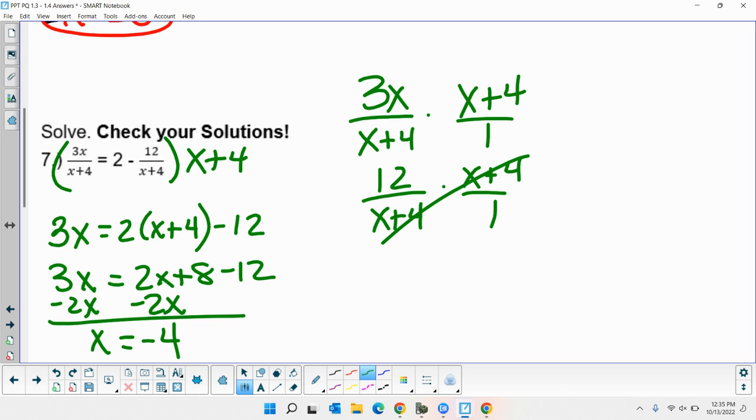What do I got to do on this type of problem? You got to plug it in and check. I only have to plug it in where? Denominator. Is negative 4 a good answer? No. Because negative 4 plus 4 is 0. We're not allowed to have 0 in the denominator, right? So we did everything right, but there's really no solution. Because that negative 4, when I plug it into the original, doesn't work. Okay?